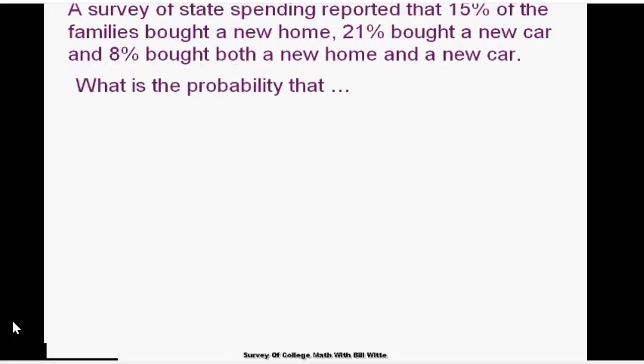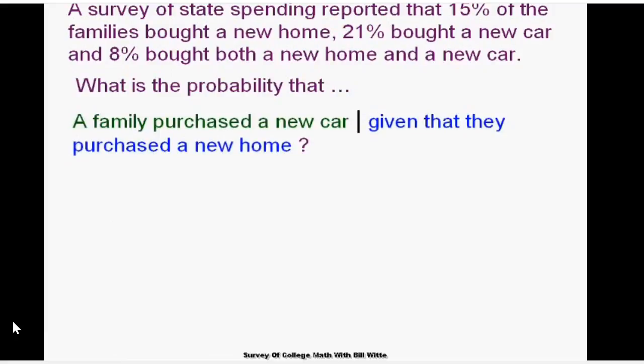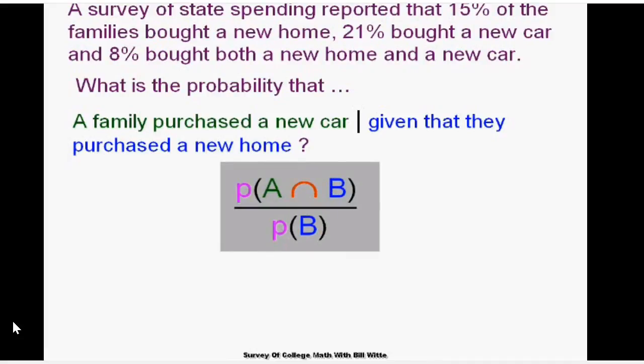Let's figure out the probability that a family purchased a new car given that they purchased a new home. Okay, remember, this is conditional probability. We'll go through it. It's going to be the probability of both things happening at the same time over the probability of B. Okay, let's see. The probability of A intersected with B, in other words, that they bought a new car and a new home, they gave it to us. How many bought both a new car and a new home? Was 8%. 8% bought both a new home and a new car. So there's your numerator, okay?